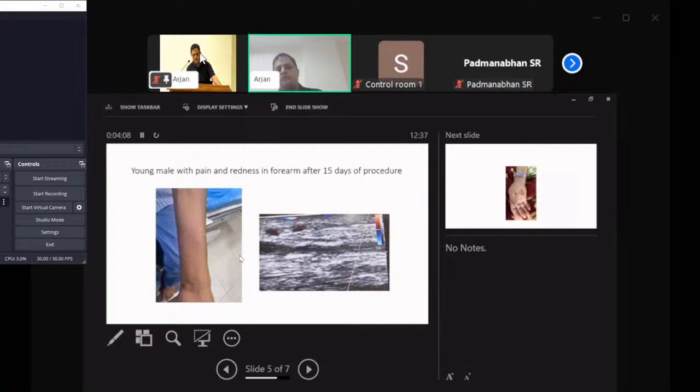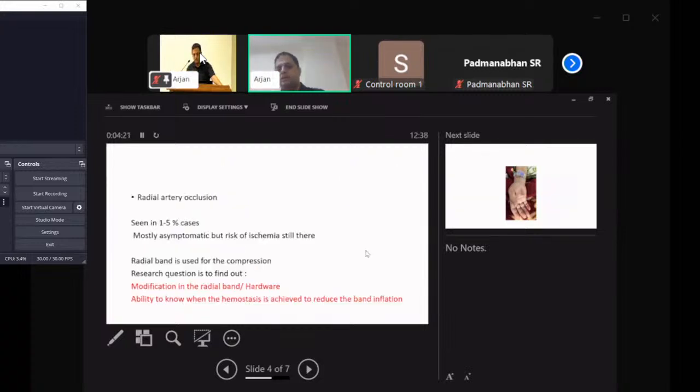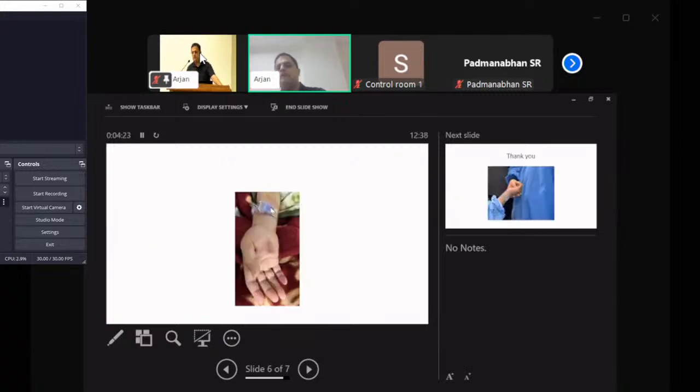So you can see, very infrequently, but after 15 days of the procedure, there was significant occlusion of this artery. He had some pain, we gave some analgesics and it subsided, but this artery is not suitable for use again. So this is the type of band which is used. This is a TR band which is used to compress the artery after the procedure.